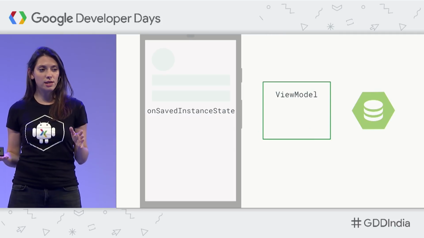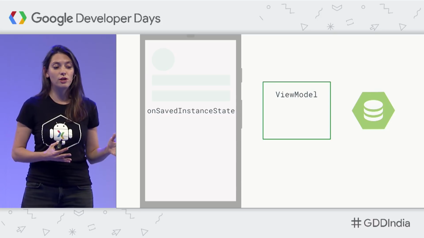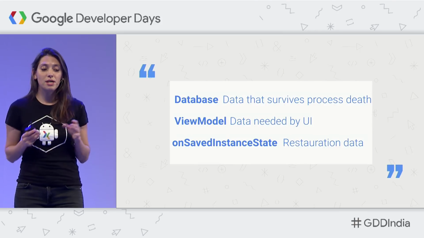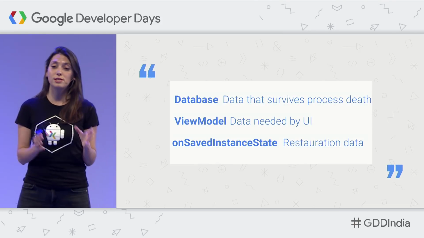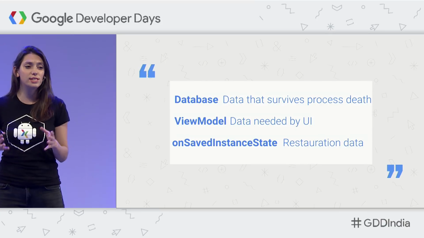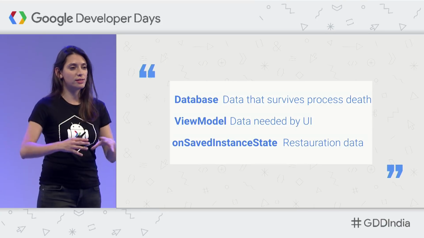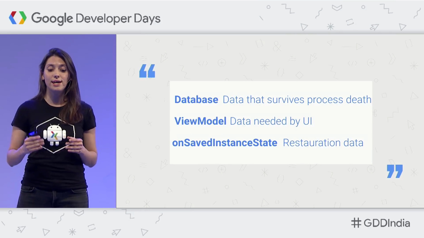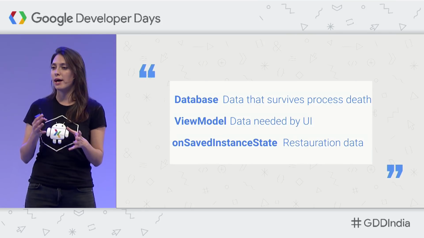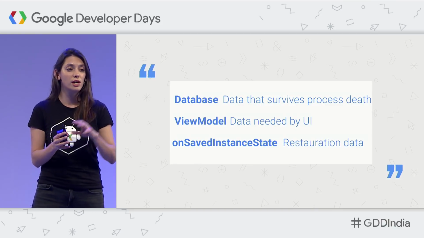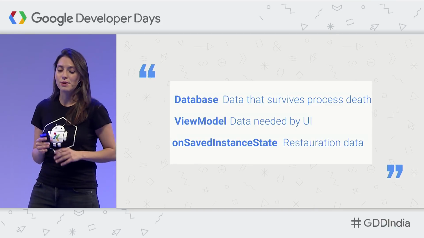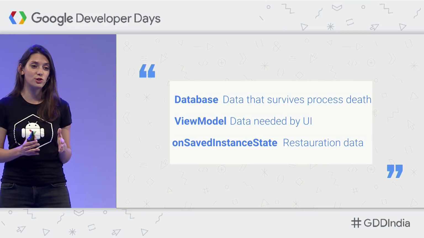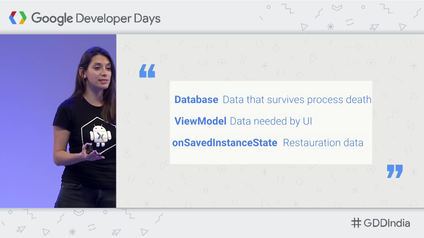So in the end, what should you put in each of them? What should you put in onSavedInstanceState, in the ViewModel, or in the database? Keep in mind that in the database, you should put the data that survives process death. So this is where you should put your user object, the big one that you have. Then, in the ViewModel, you should put the data needed for the UI. So for example, that user UI model that you use to display on the screen. And then, in onSavedInstanceState, you should put the minimal amount of data that allows you to restore the data. So for example, a list of IDs.